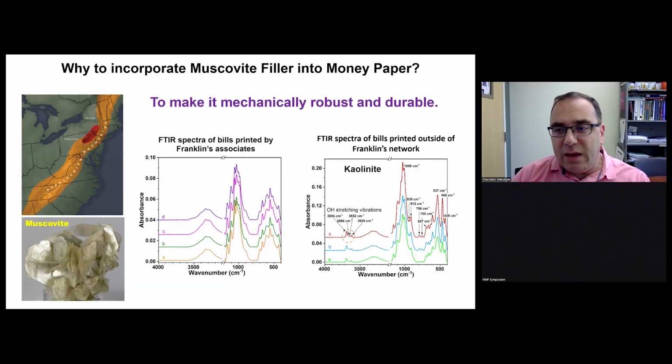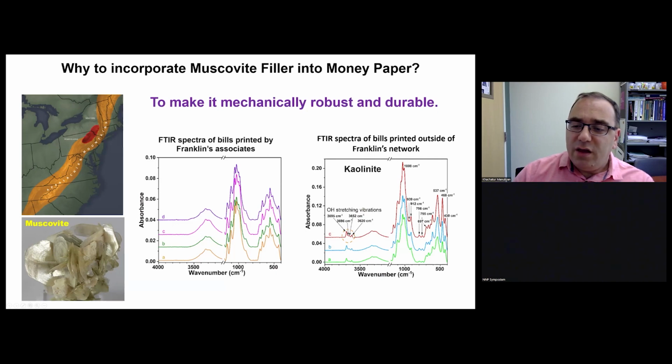So the first idea that came to our mind is that most likely they incorporated these crystals to make it mechanically more robust and durable. And you could see that paper money printed by Franklin and later on by Hall and Sellers has different mechanical properties. It's a little bit more sturdy, more durable, I believe. But that also somehow confirms our hypothesis that in these bills you don't see kaolinite.